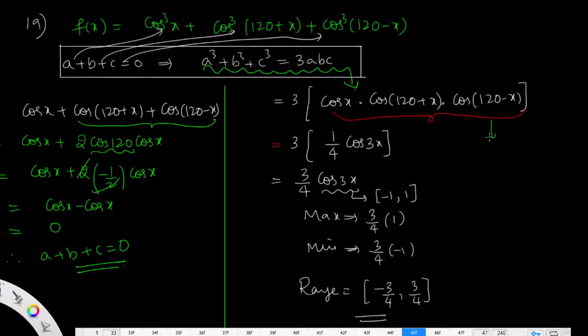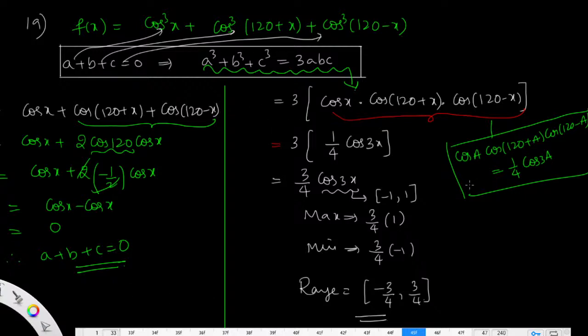Here the formula is cos a into cos of (120 plus a) into cos of (120 minus a), which is equal to 1 by 4 cos 3a. All multiples of 60 satisfy this formula. Two or three terms formulas are included in this problem, so such types of questions are what they will give in the examination.